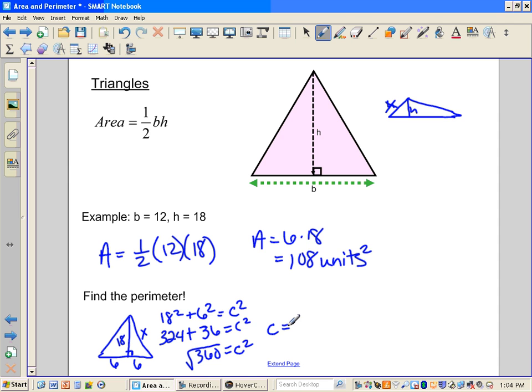No, just kidding. Oh, that's if I was dividing, excuse me. So the square root of 360 is 18.97.